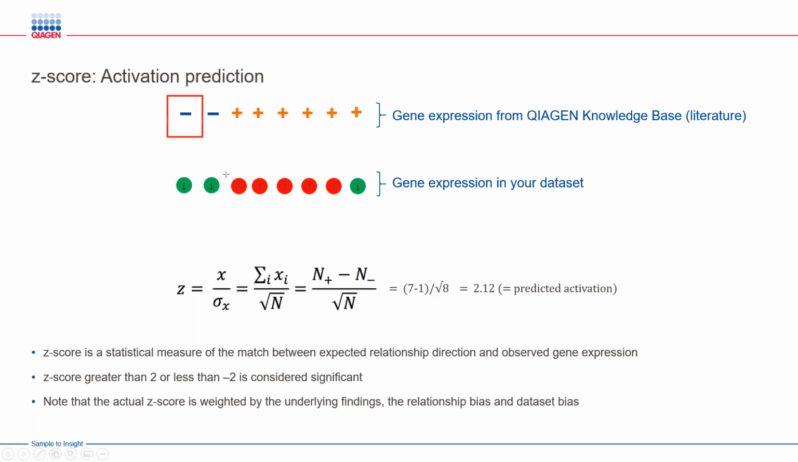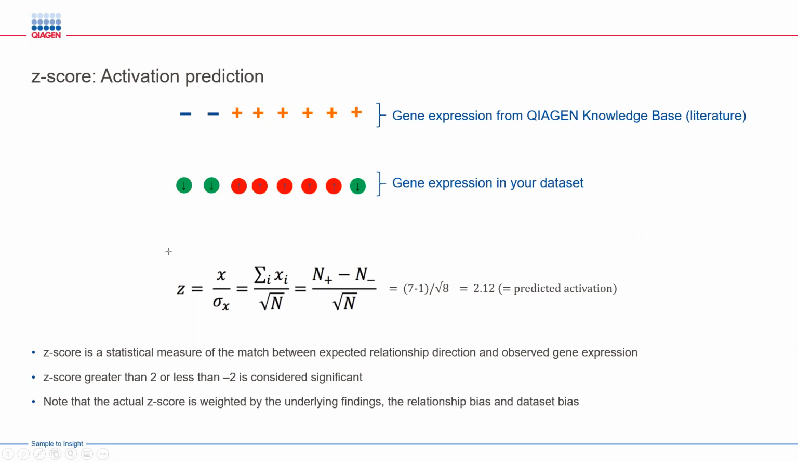So you can see that these two genes are matching in terms of direction. These were down in the literature, and they're also down in our data set. Similarly, these genes were up based on the literature information, and they were also up in your data set. But then if you look at the last pair here, in literature, this gene was supposed to be up, but in your data set, this gene expression went down.